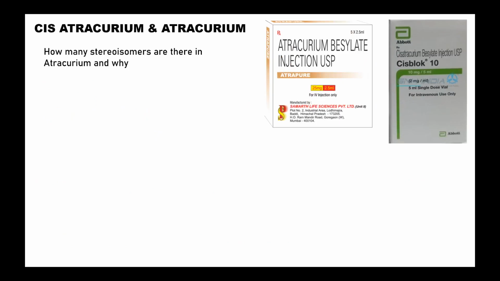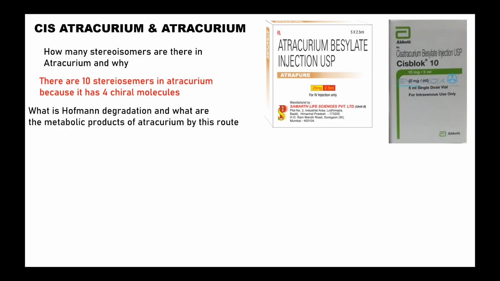How many stereoisomers are there in atracurium and why? There are 10 stereoisomers in atracurium. Because of this, it has 4 chiral centers.